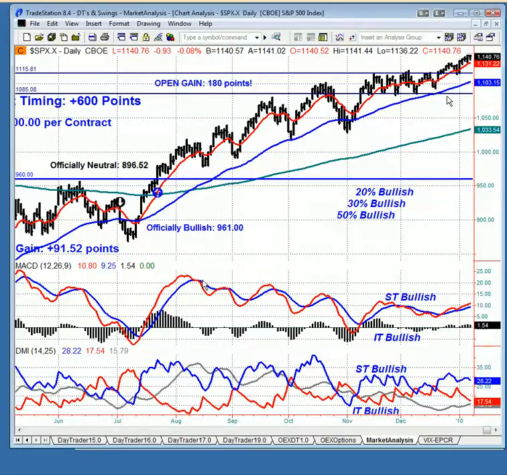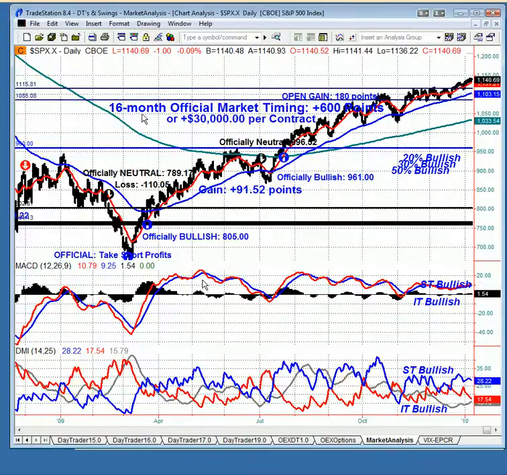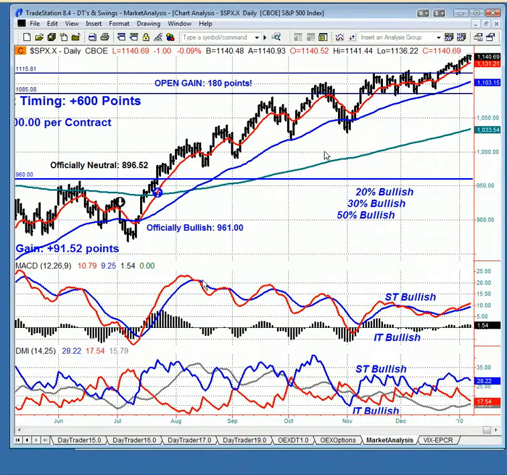The S&P kind of likes to key off these 40 and 80 levels, not so much 60 or 50. So you might want to watch the 1140 level for any kind of indications. From a price technical, trend following, momentum and directional movement perspective, the market remains fully bullish, and we are now sitting on an open gain since going back to officially bullish of 180 points, and that's over 600 points in official market timing calls over the last 16 months, as we've certainly alerted you to as a subscriber of our free market analysis and trading video.